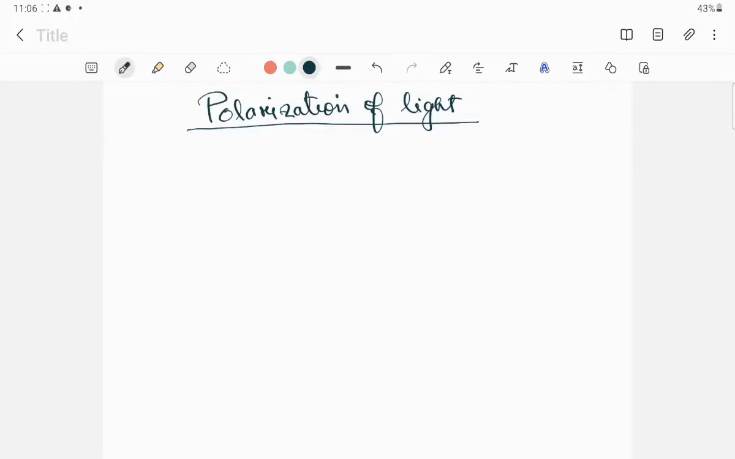Students, today we are going to discuss polarization of light. All of us know that light waves are electromagnetic waves.